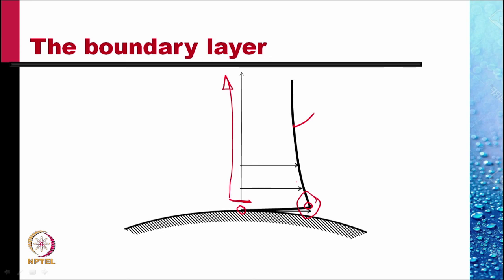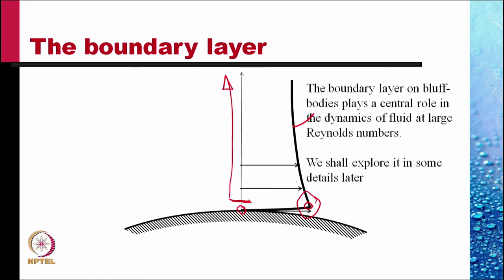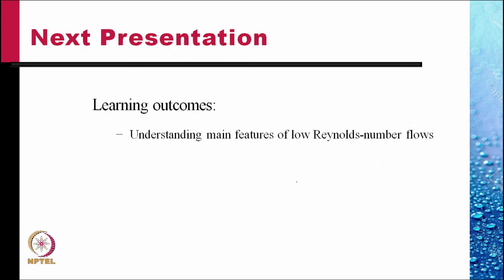In fact, the boundary condition needed to solve the boundary layer flow says that the velocity at the edge of the boundary layer should be equal to the velocity at the wall given by the inviscid flow. This is a very interesting problem and we will spend considerable time on this problem of boundary layer flow. The boundary layers on blunt bodies play a central role in the dynamics of fluid at large Reynolds number, and we shall explore it in some detail later. Thank you very much.